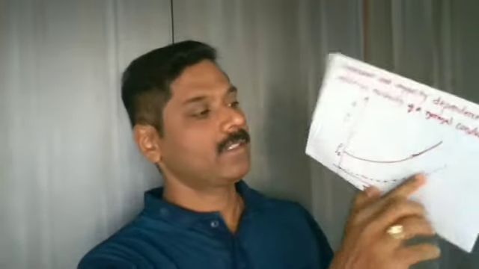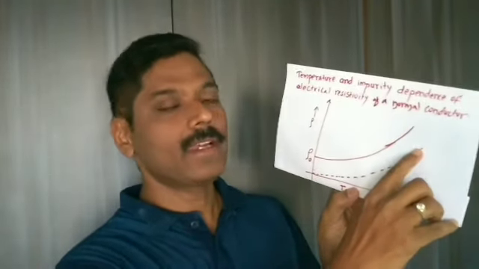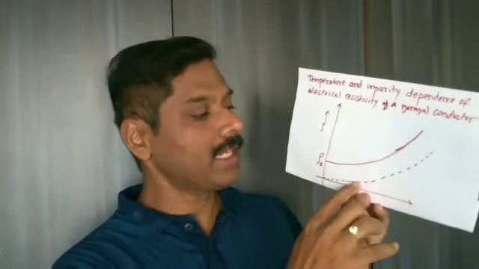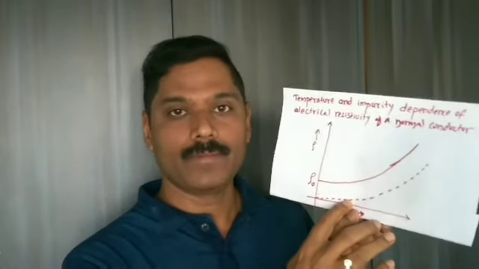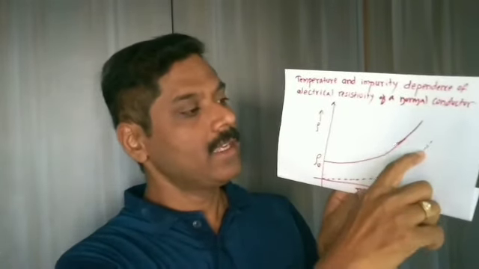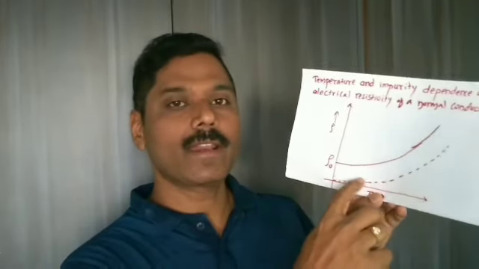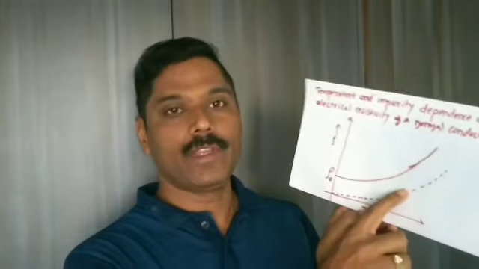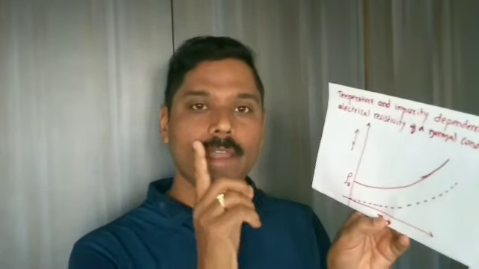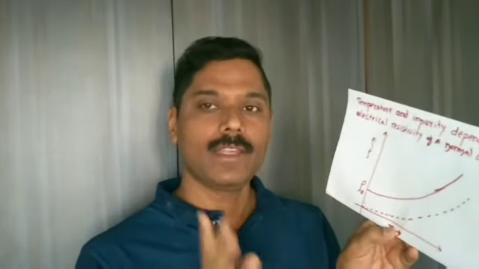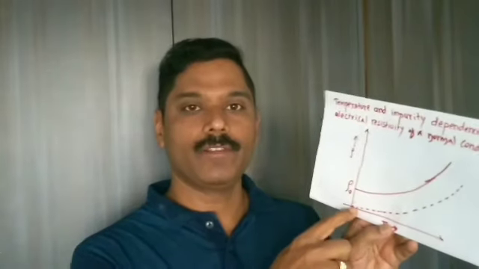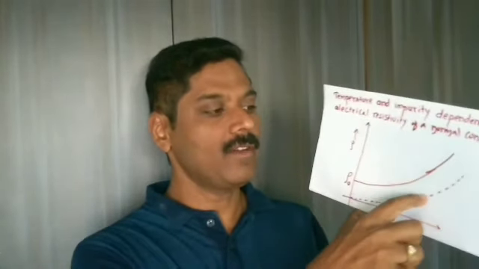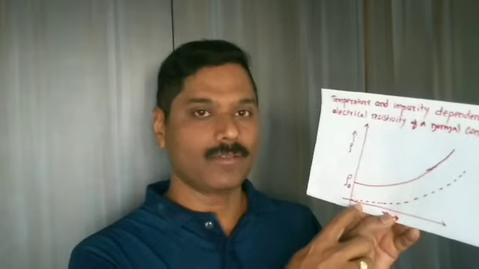This is in fact representing the electrical resistivity of a hypothetically pure conductor. That means this is the behavior of electrical resistivity with temperature in the absence of impurities. If a conductor does not have impurities at all, then the resistivity will approach zero. That is the meaning of this dotted curve.